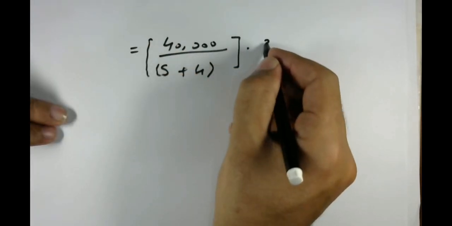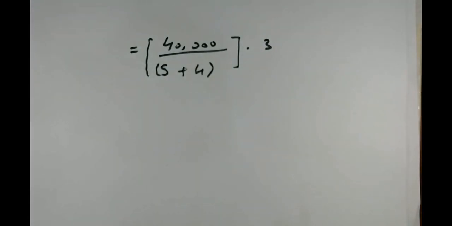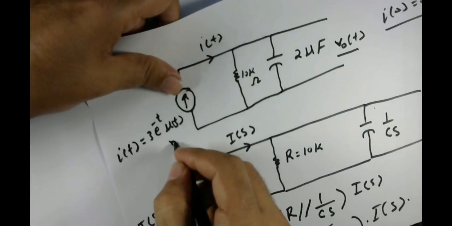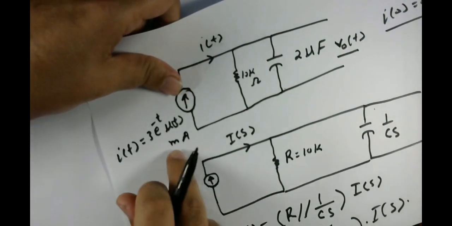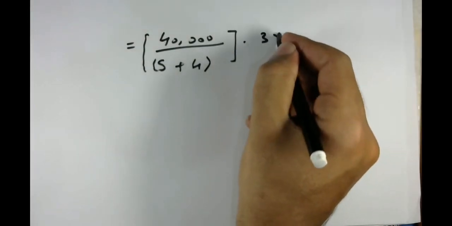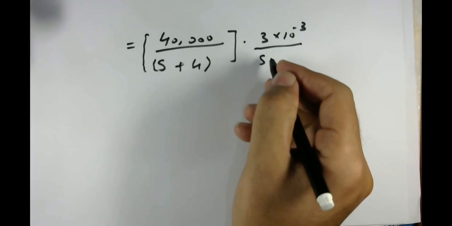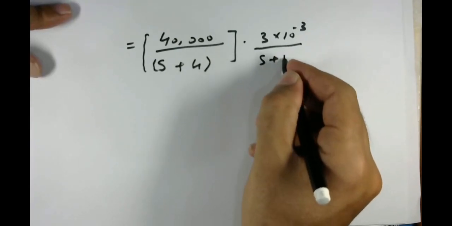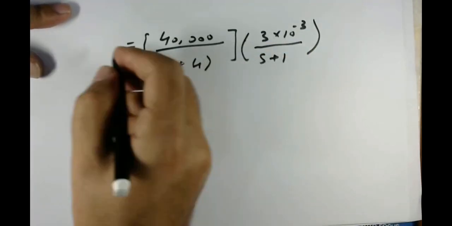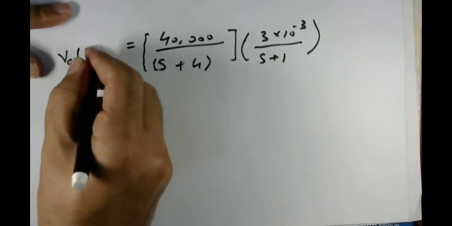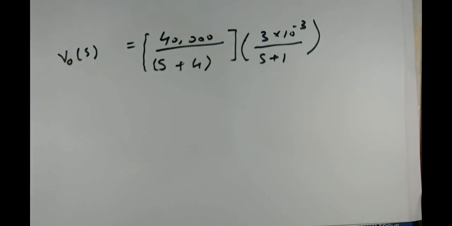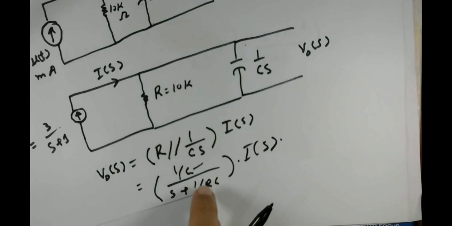So I of S is, and remember this is a milliampere, so this will be 3 into 10 raised to the power minus 3 over S plus 1. Okay, this is your V out of S. You just need to put the values of C, R and I of S into this equation, and you will get this equation.